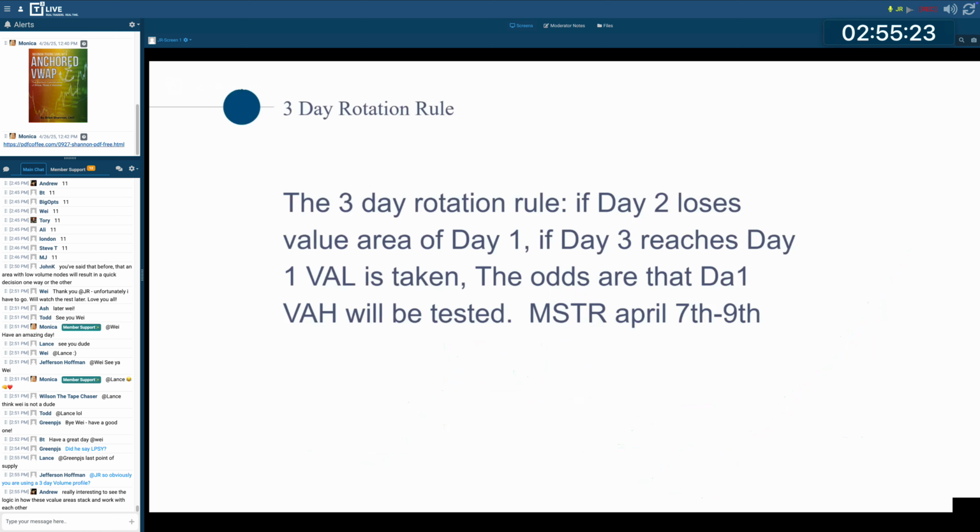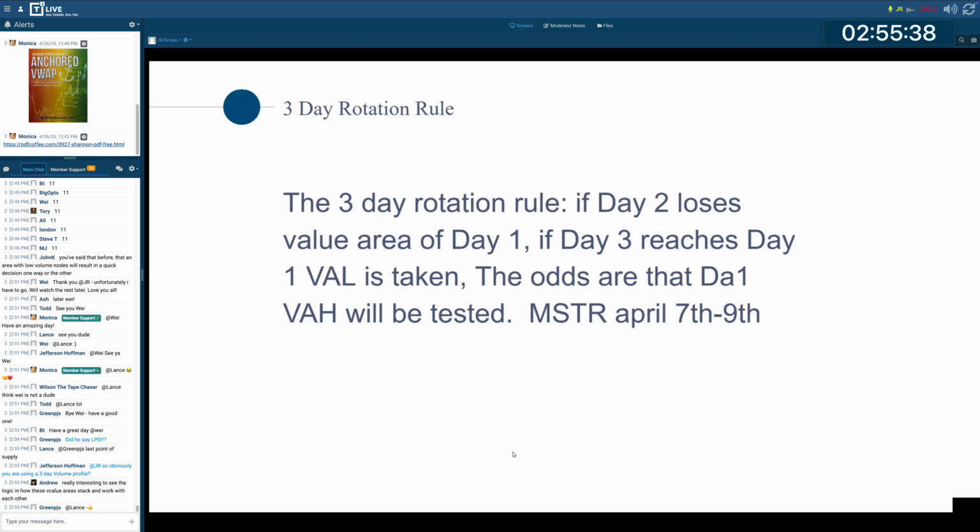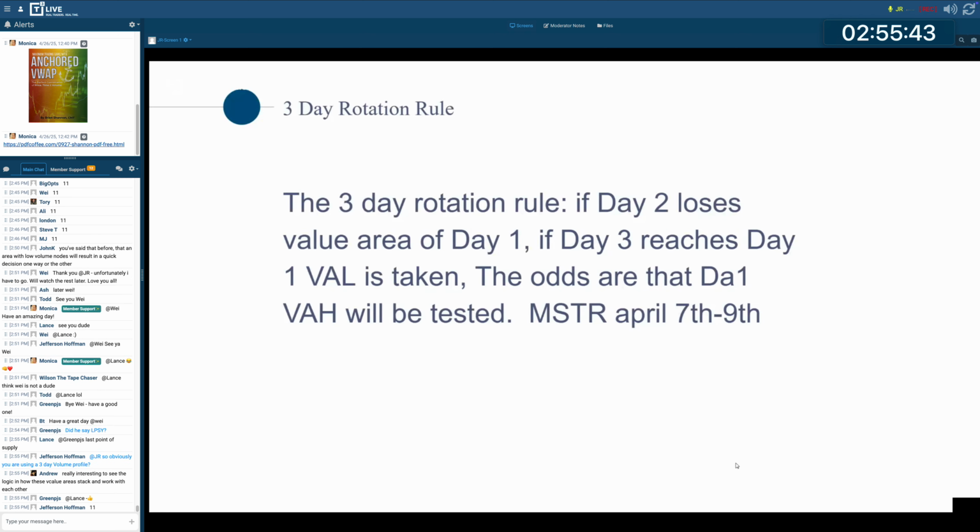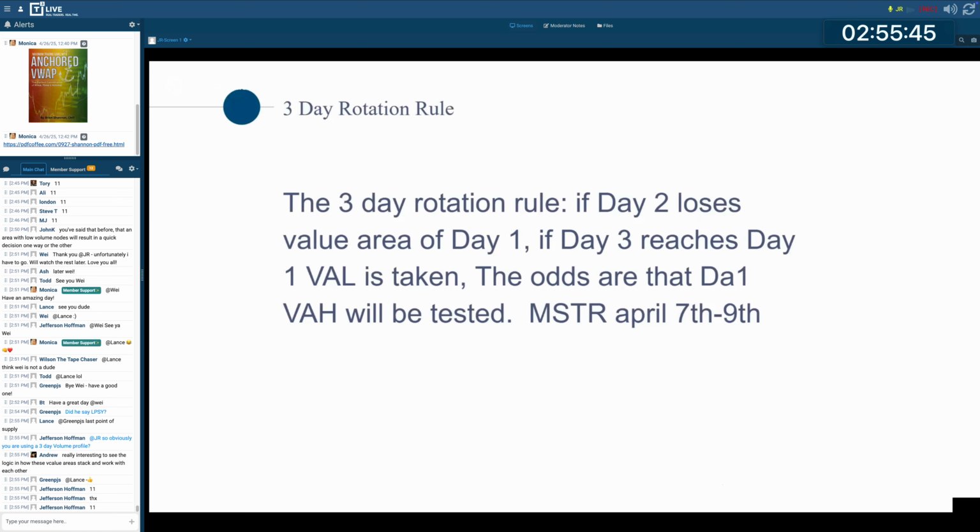So obviously, this could be a week long. It depends. I like to call this a 3-day rotation rule, because it works really well day 1, 2, and 3, especially in this kind of bear market we're in. But sometimes it's 3 or 4 days for each volume profile. Make sense, Sundo?